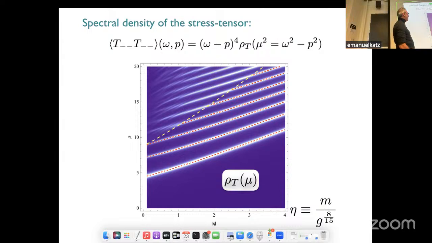the coupling is going to 0. So weak coupling is essentially that way. Strong coupling is here, but this is also an integrable model. So this is the actual spectral density.